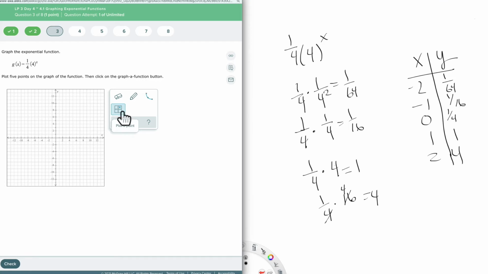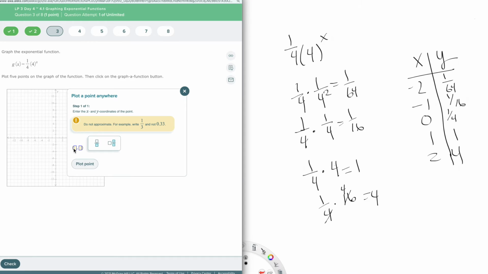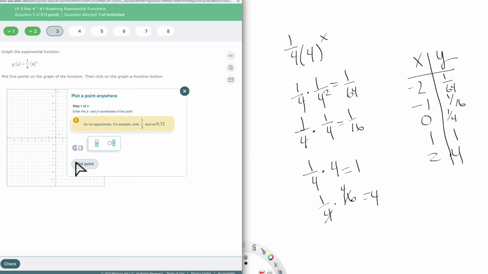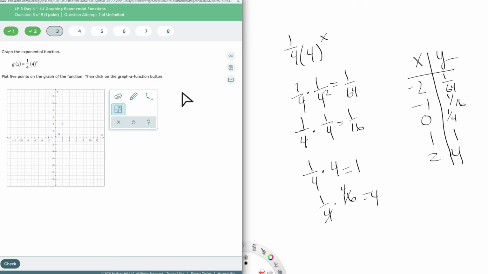So let's go ahead and plot a point tool so we can plot some of these points. And I have -2, 1/64, plot, -1, 1/16, plot, 0 and 1/4. So I can already see that curve. It's kind of going up here. 1, 1, and 2, 4. So that's starting to go up quite a bit sharper now. All of a sudden it was pretty low, and then it's going to go up pretty sharp.